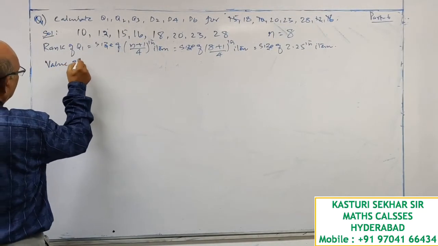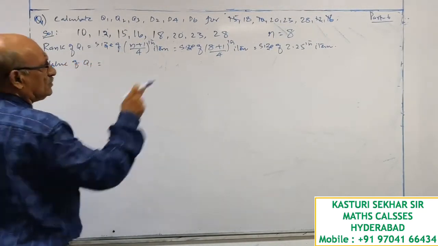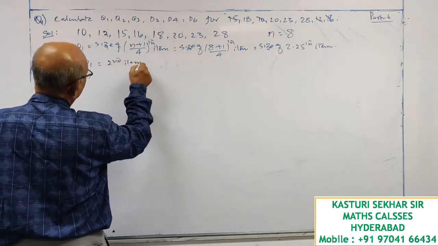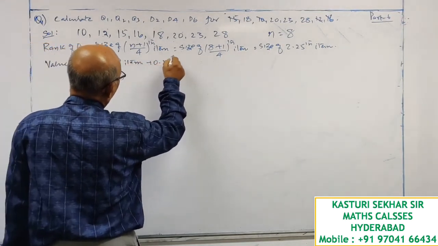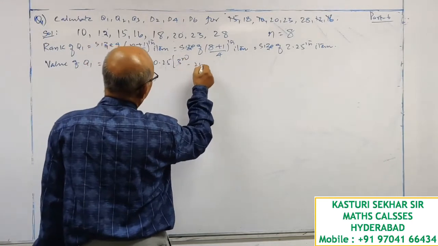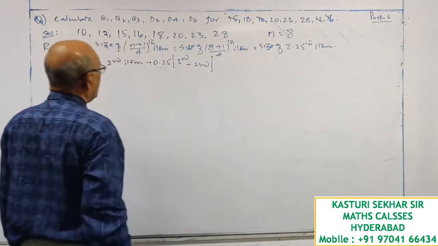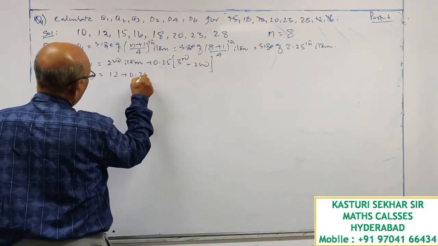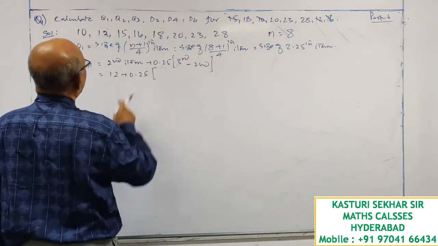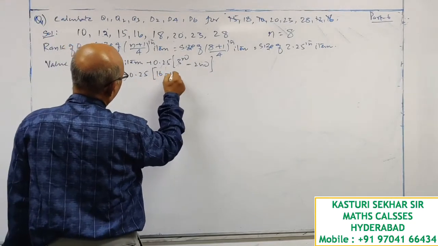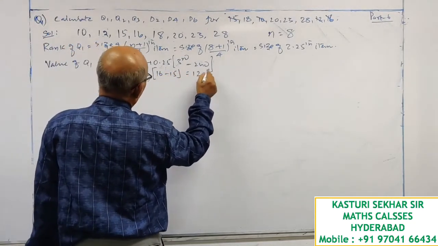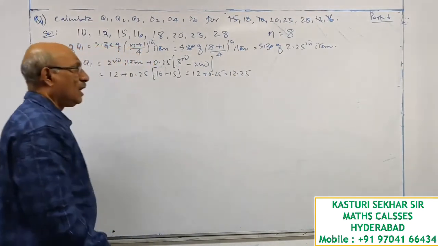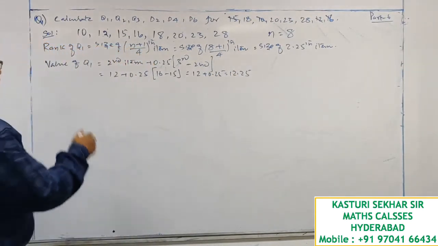Value of Q1 is equal to the integral part, you write the first, second item, plus 0.25 into third minus second. Second item is 12. So 12 plus 0.25 into (16 minus 15), 12 plus 0.25, this is 12.25. This is the value of Q1.